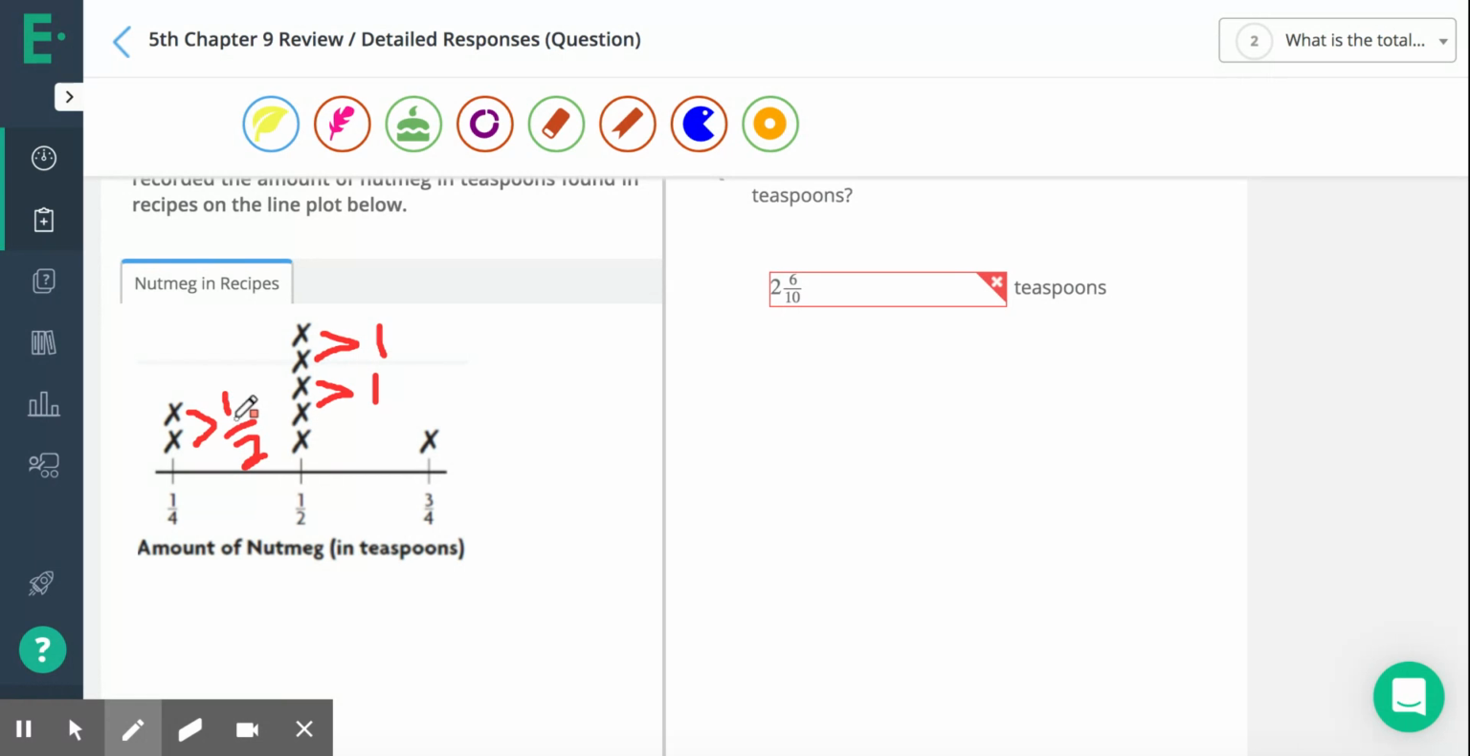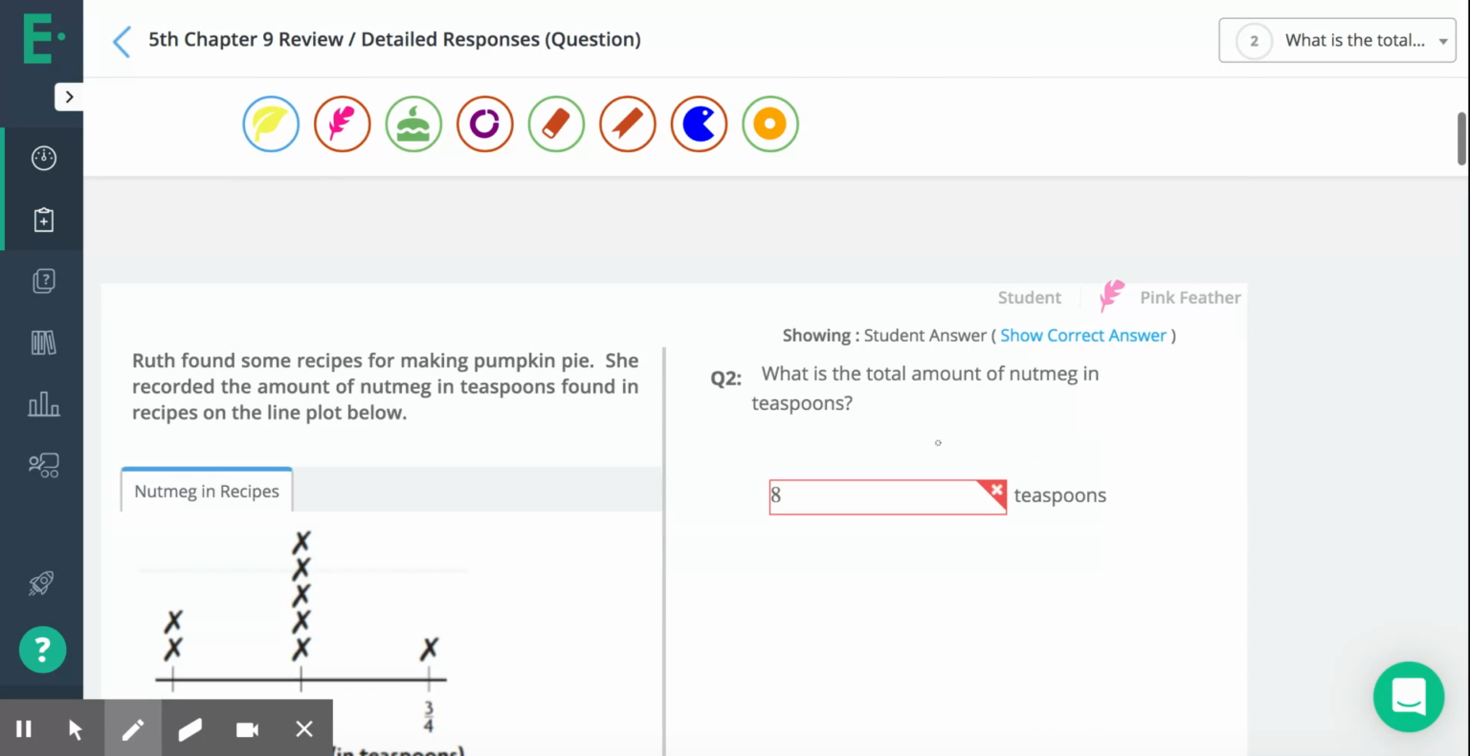Oh, but look at that. Here is another. So this 1/2 plus that 1/2 X is another 1 whole. That gives me 3 wholes, and the final X represents 3/4. So 3 3/4 is the total amount of nutmeg. This I'm going to need to use when I find the average on the next question.